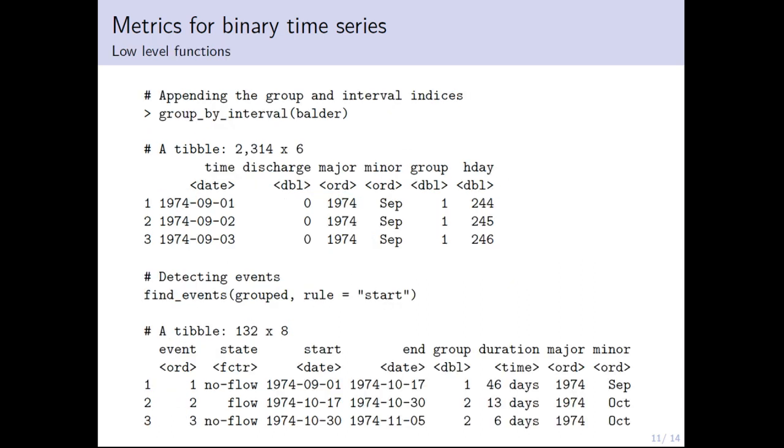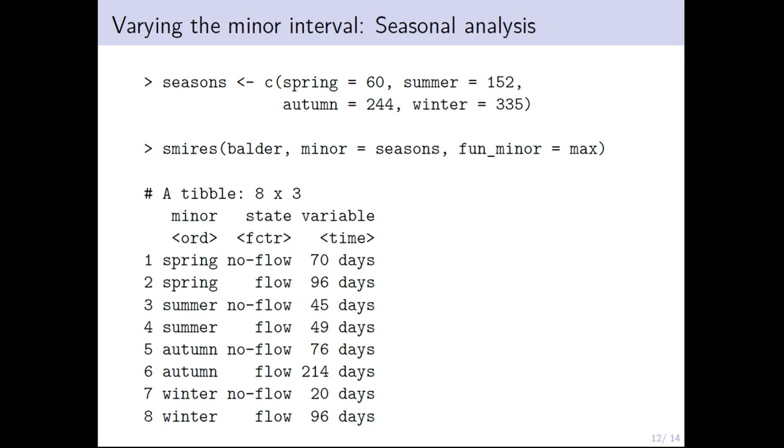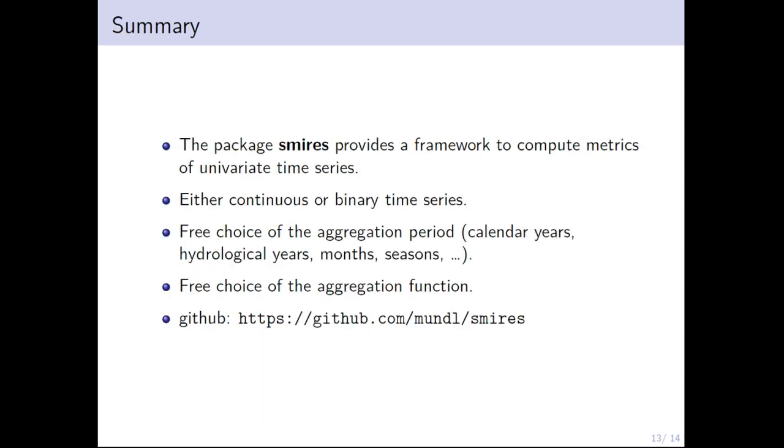I do not want to go too much into detail on this slide. The complexity of the package lies not within the aggregation. This is reliably done by dplyr, but in the flexible specification of your intervals, of the minor intervals and of the major intervals. For example, one can very easily carry out seasonal analysis by using seasons as your minor interval. These are the starts of the season. For example, in Europe's climate, 4 seasons would be appropriate, whereas in Africa or India, there might only be 2 seasons, rainy season and not so rainy season.